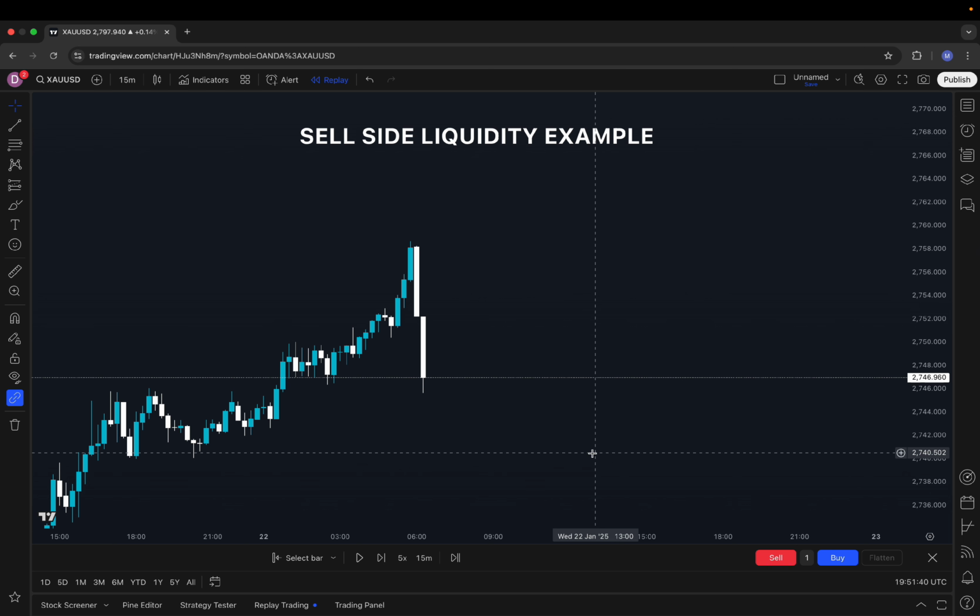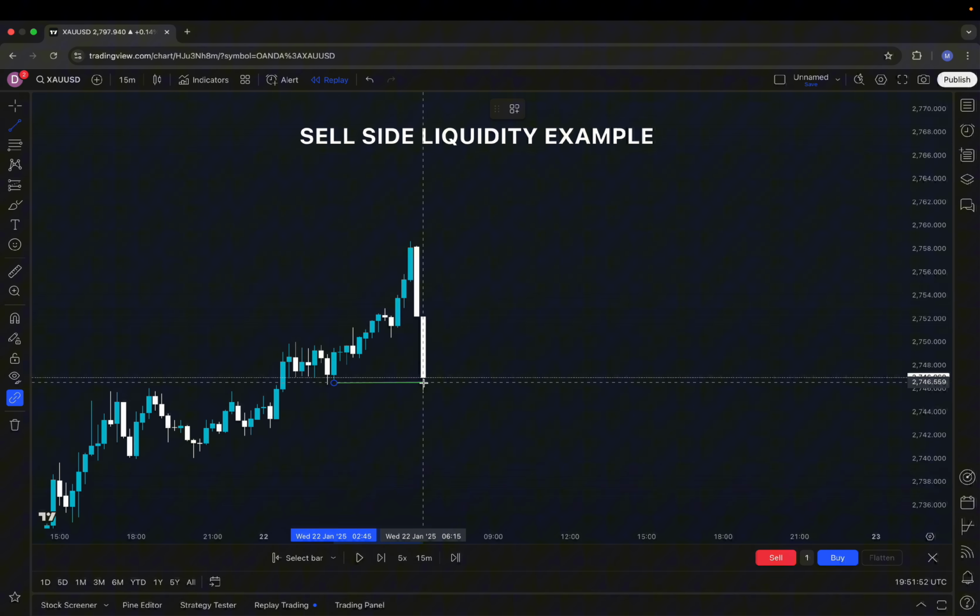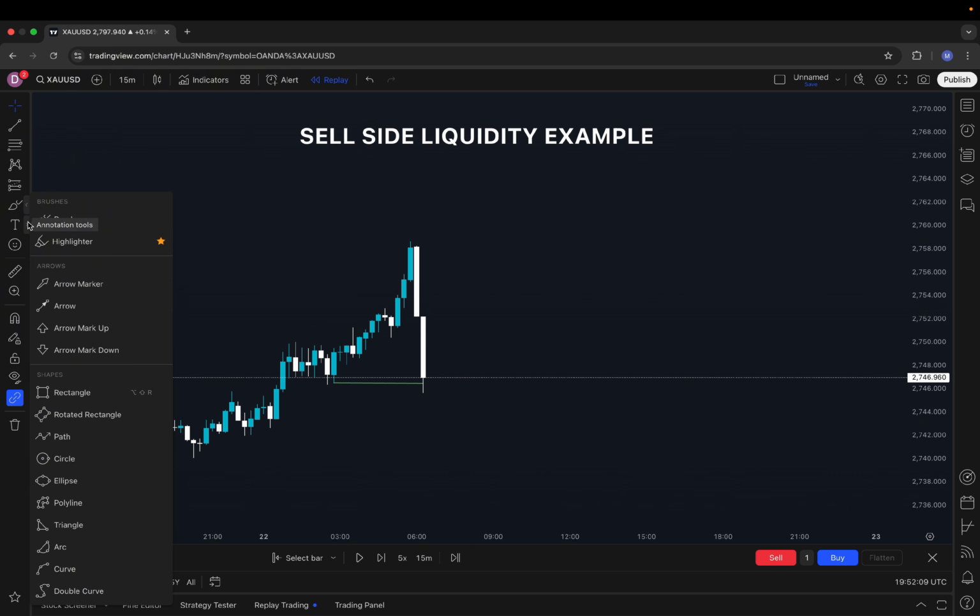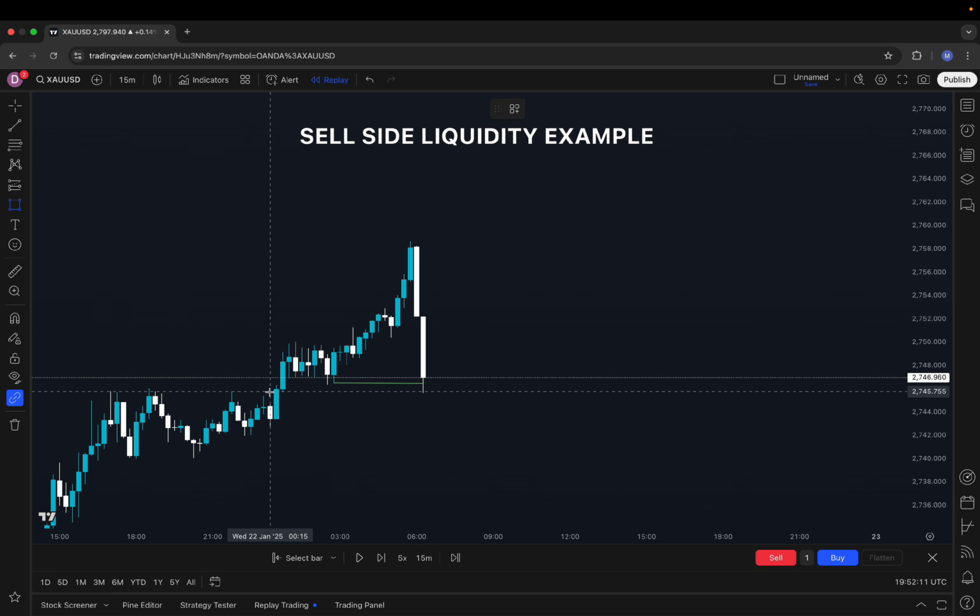Right guys, we are now on a chart example, and the first example is going to be sell-side liquidity. What we can see on the gold chart is sell-side liquidity right here, and it was taken out by this candle. If you've not watched my previous video on fair value gaps, you need to go ahead and watch it, because taking out liquidity alone will not give you a very high win rate. Alongside sell-side liquidity being taken out, we can also spot a fair value gap right here, which indicates it is a high probability setup.